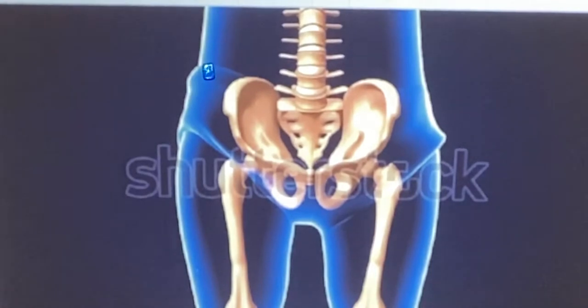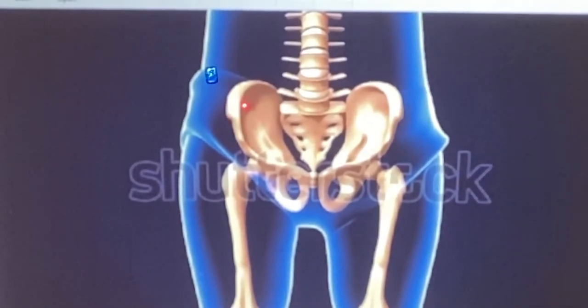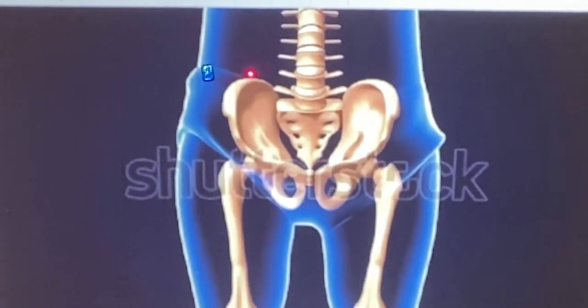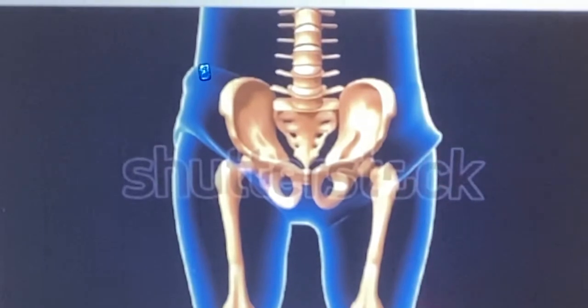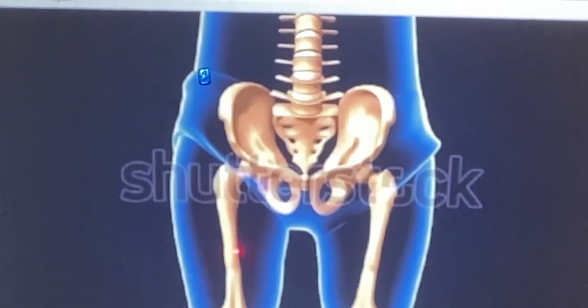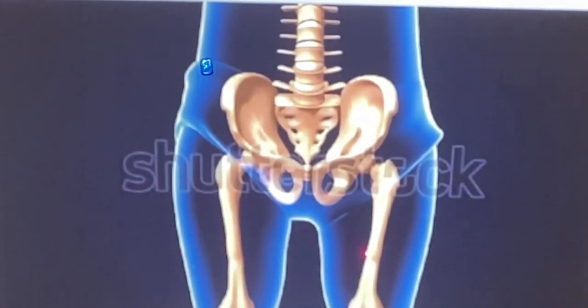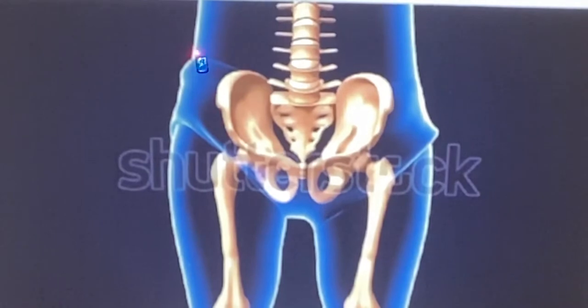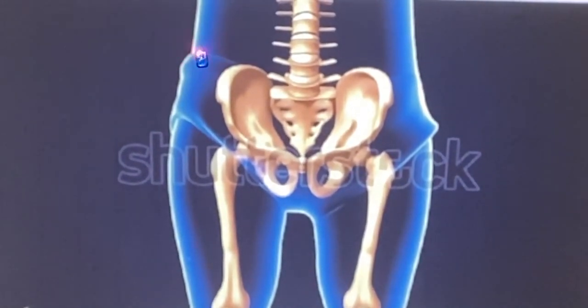The collimation, you want the collimation superior to the ASIS. We have the ASIS here, superior would be probably about right here. And you want the lateral skin margins here and here. And then you want it inferior to the proximal third of the femur, which would probably be around here. So for the collimation light field, you'll probably have it end here and start around this area. Here I have my right marker.